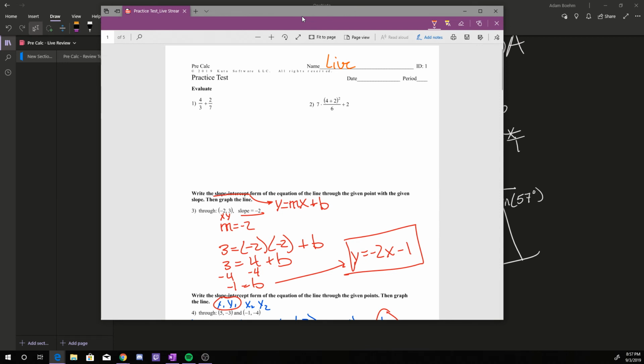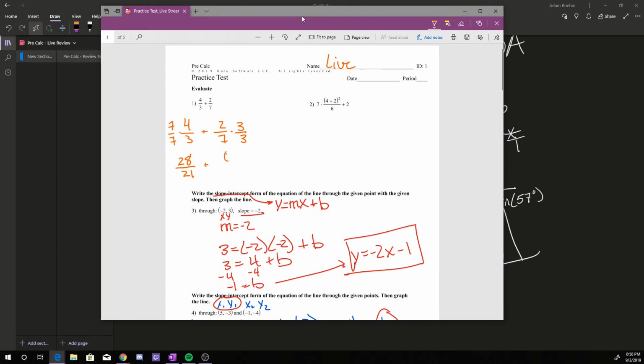So number 1, that's just adding fractions. You have to get a common denominator from both of them. So I always just multiply by each other's denominator. So multiply 2 over 7 by 3 over 3, and multiply 4/3 by 7 over 7. Multiplying fractions, you always multiply across. So 7 times 4 is 28. 7 times 3 is 21.